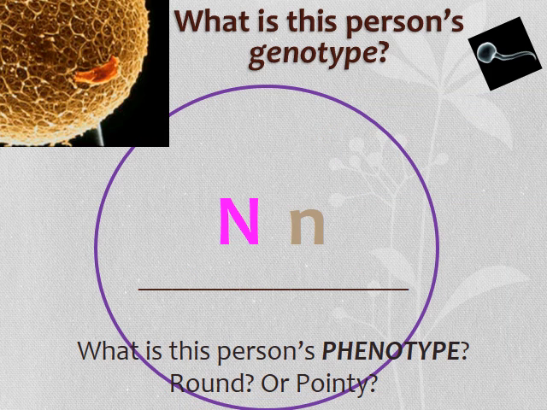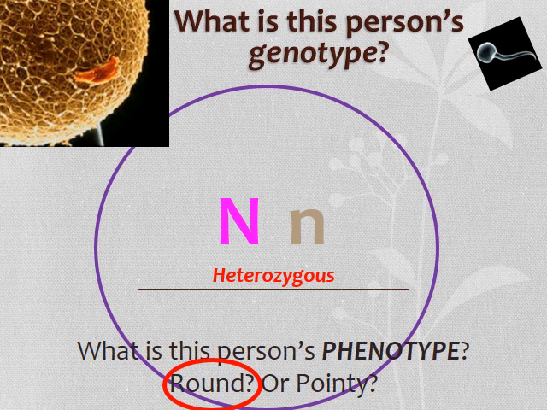So what do you think this person's genotype is? Big N, little n. That would be heterozygous. So the phenotype, would it be rounded or pointed? In this case, it would be round, because we still have that large N.